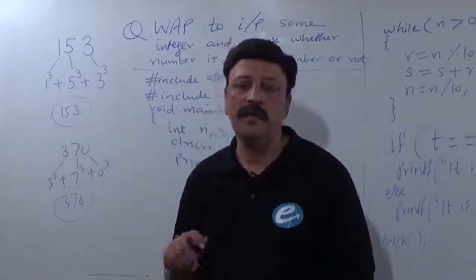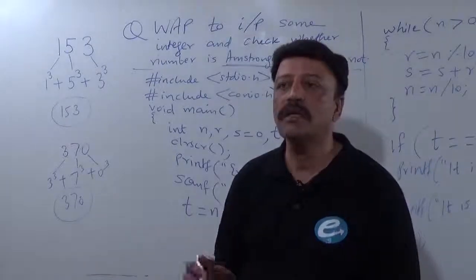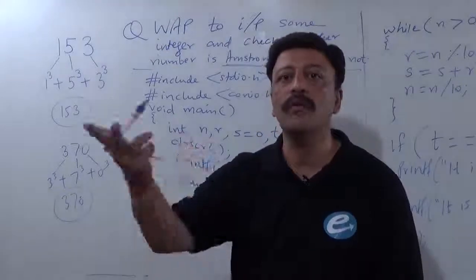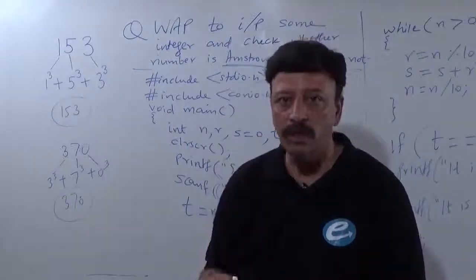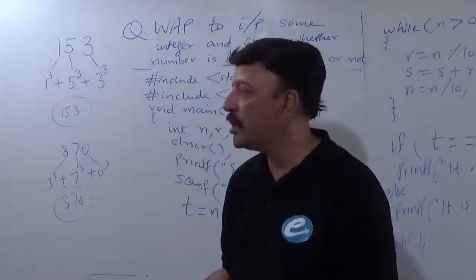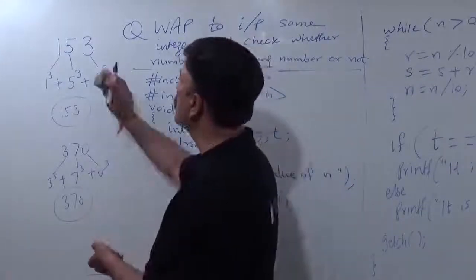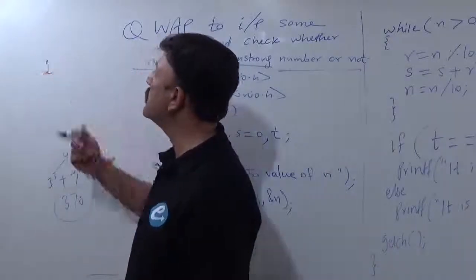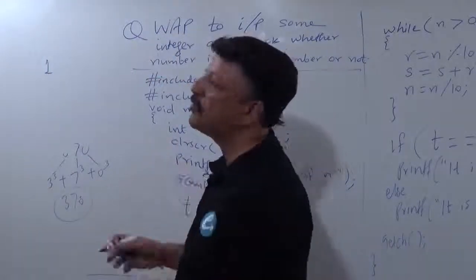In general, the definition of Armstrong number is: the sum of the cubes of the individual digits should be equal to the number itself. So naturally, if I ask you, is 1 Armstrong? Yes, of course 1 is Armstrong, because 1 cube is equal to 1.